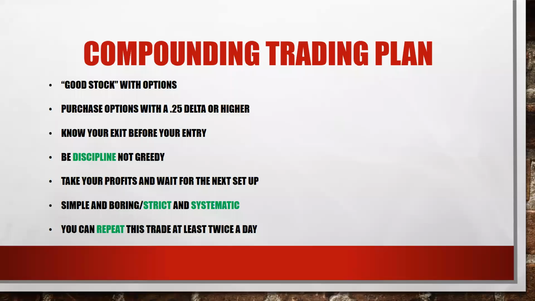So let's talk about compounding the trading plan. You always want to start out with a good stock with options. And if you've taken my class, you know the characteristics of a good stock. You want to purchase those options that have a 0.25 delta or higher. You want to know your exit before you enter. You want to be disciplined, not greedy. You want to take your profits and wait for the next setup.